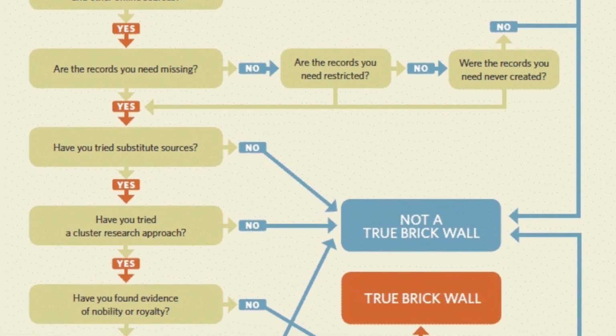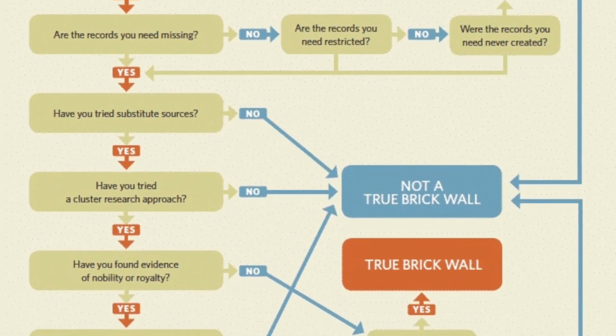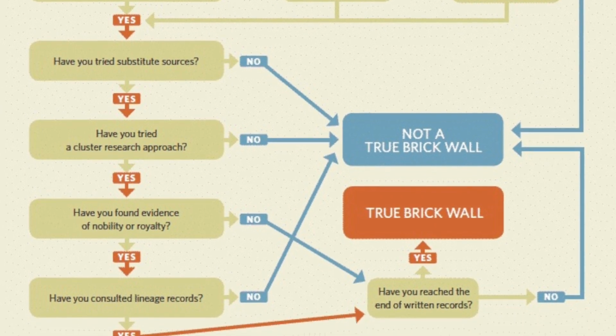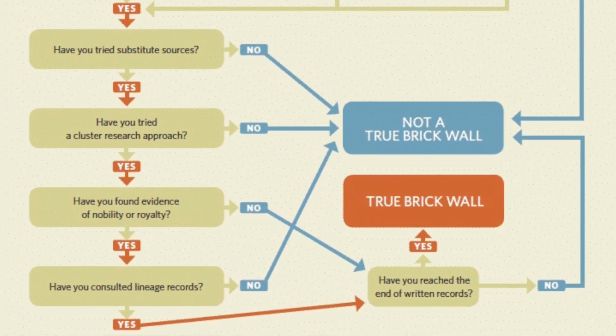Not sure what some of this means? Don't worry. The web page that this chart is on goes further in depth to describe different tactics used to research your troublesome ancestors.